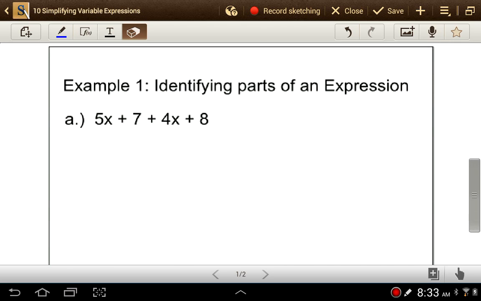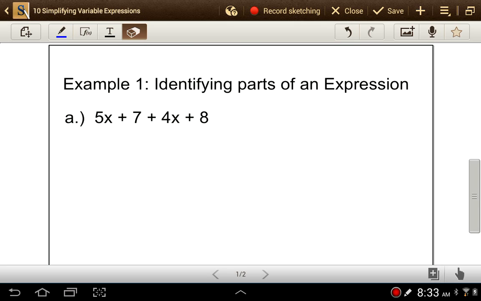Okay, in example 1, let's just review identifying the parts of an expression. This is very important, and I especially want to talk about the like terms portion of that. But let's go over our different parts. First, we have our terms here. Our terms are 5x, 7, 4x, and 8. So those are our terms.